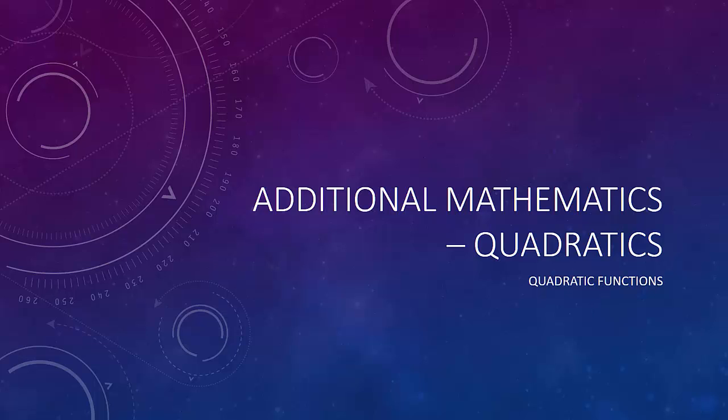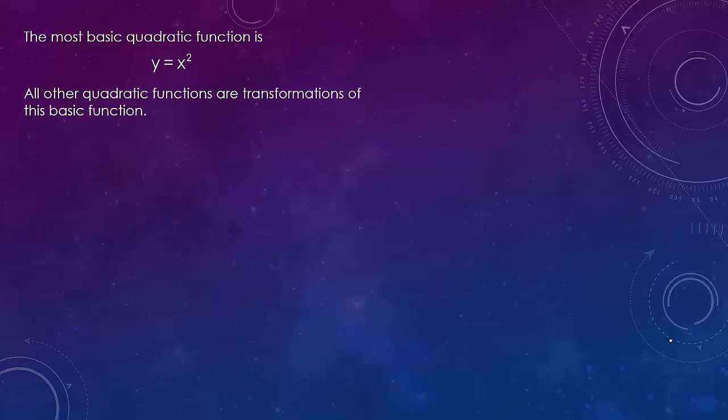Quadratic functions. We've mentioned graphing several times as we've come through, particularly the section on inequalities and the discriminant. Now we're going to look at graphing quadratic functions in a more formal way. So the most basic quadratic function is just y equals x squared. All other quadratic functions are transformations of this basic function. We can graph the basic function.